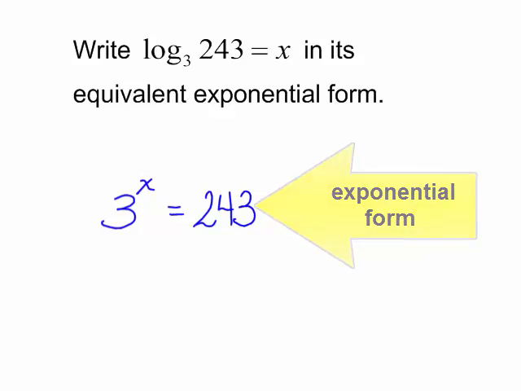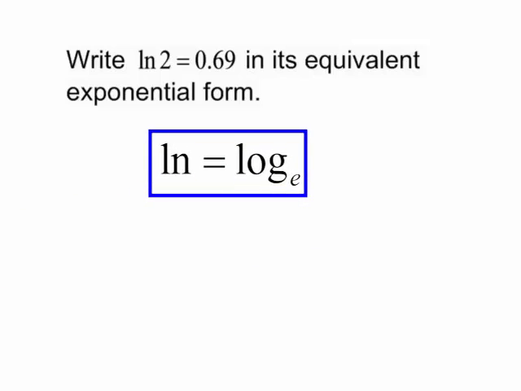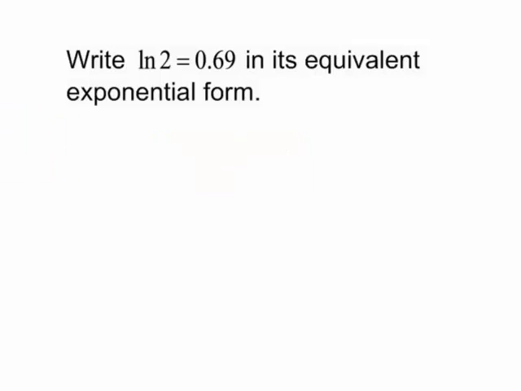Let's keep going. Write natural log of 2 equals 0.69 in its equivalent exponential form. The natural log, or ln, is equal to the log base e. And you'll learn more about e when you get to calculus. But the natural log, the ln, it is the same thing as the log base e. So I will rewrite this. So instead of natural log of 2, I will write log base e of 2 equals 0.69.